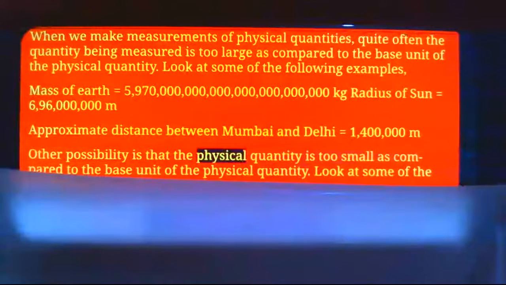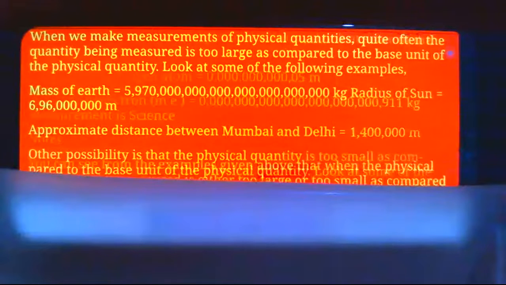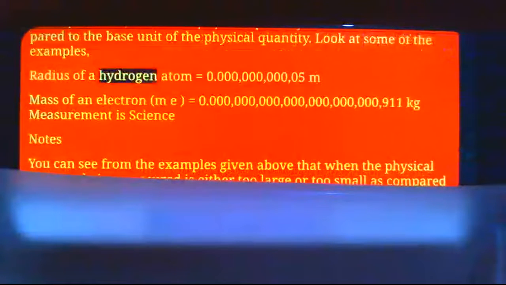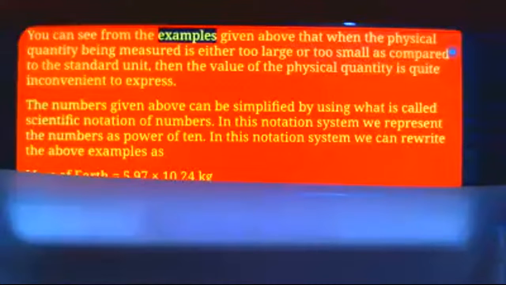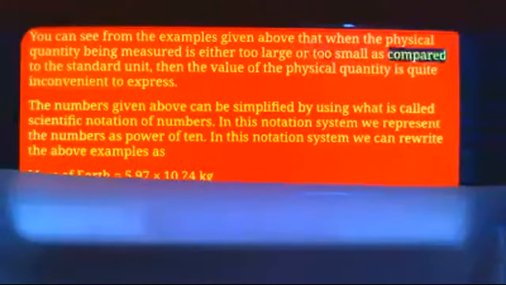The other possibility is that the physical quantity is too small as compared to the base unit of the physical quantity. Look at some of the examples. Radius of a hydrogen atom equals 0.000005 m. Mass of an electron, m_e, equals 0.000911 kilograms. When the quantity being measured is either too large or too small as compared to the standard unit, then the value of the physical quantity is quite inconvenient to express.